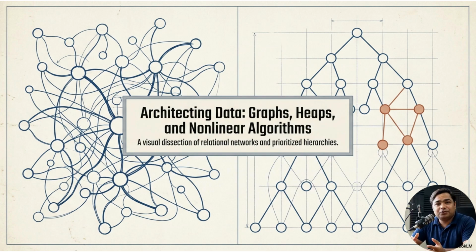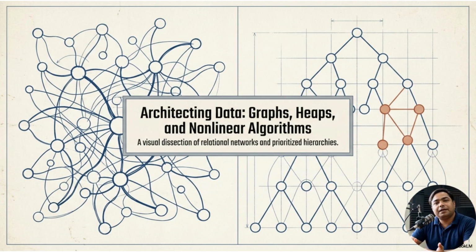Hello everyone, today we are going to study an important topic in data structures, nonlinear data architectures. Until now, many of you may have learned about simple linear structures such as arrays, linked lists, stacks, and queues. These structures are called linear because data is arranged one after another like a straight line. But in real world computing, data is not always arranged in a straight line. For example, social media friends, road networks, web links, recommendation systems, priority tasks, and decision making systems are all connected in complex ways. So, today we will focus on two powerful nonlinear structures, graphs and heaps.